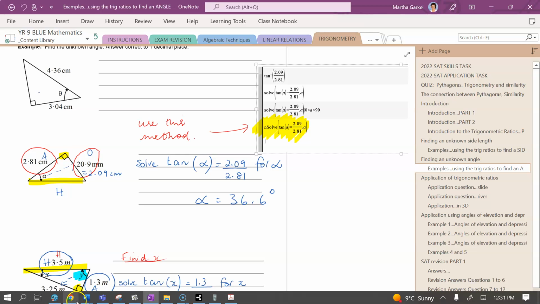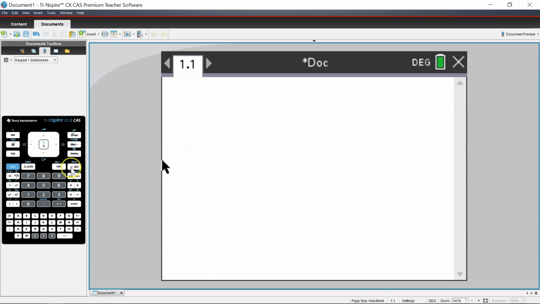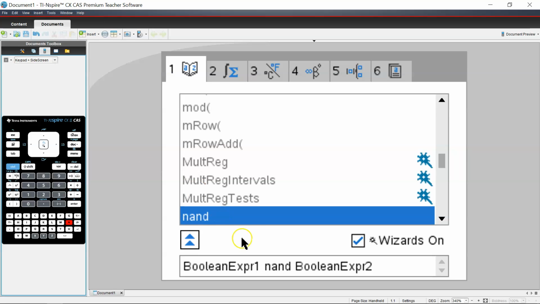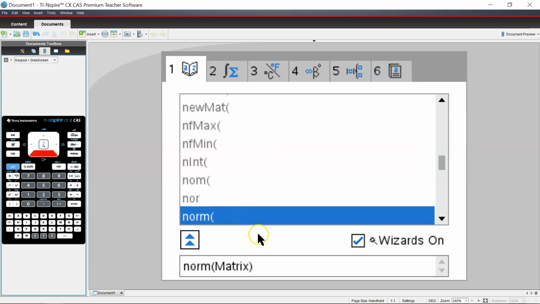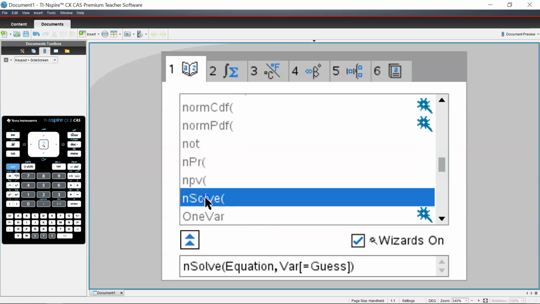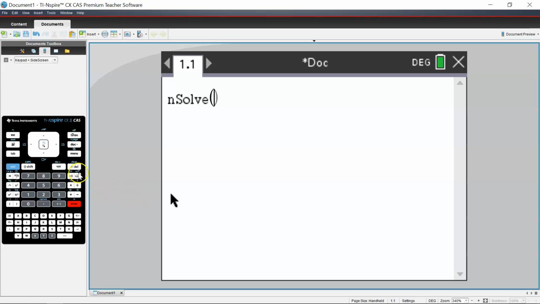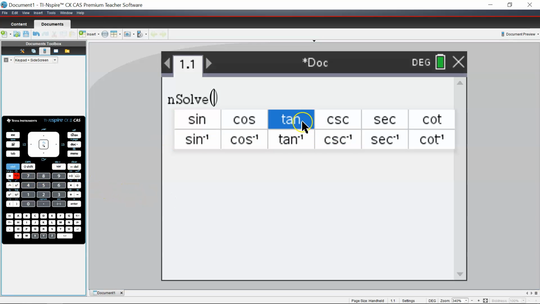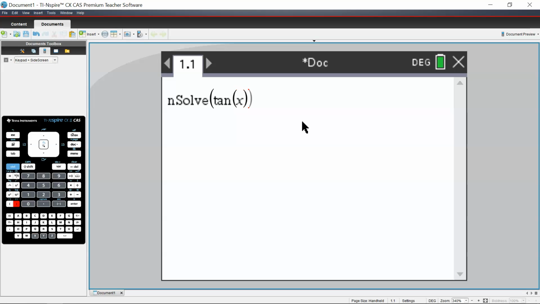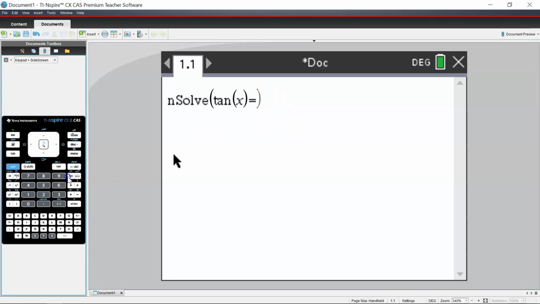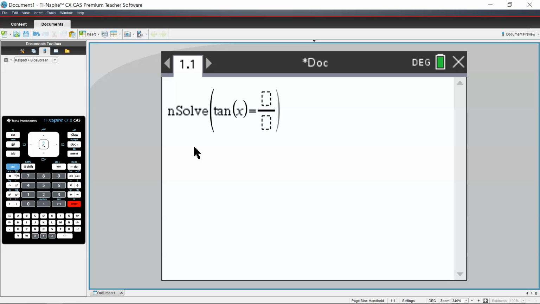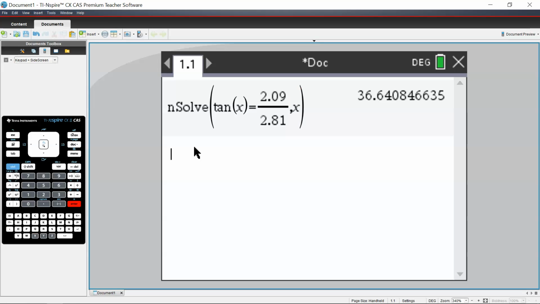And my preferred way was to use NSolve. And NSolve just helps us avoid having to type a lot in. So if I say NSolve and tan of the angle, I'm not going to put alpha in, is equal to 2.09 over 2.81, using my fraction button, and I want to solve. NSolve is just a variation of solve for the angle. Okay, and it gives me the angle.